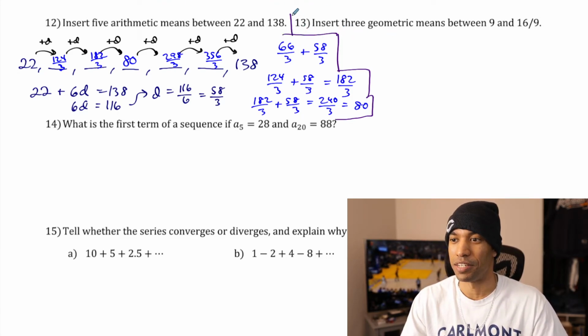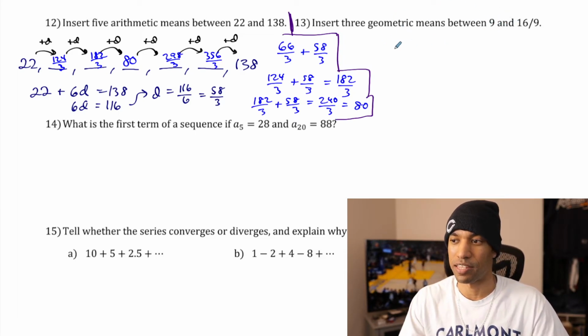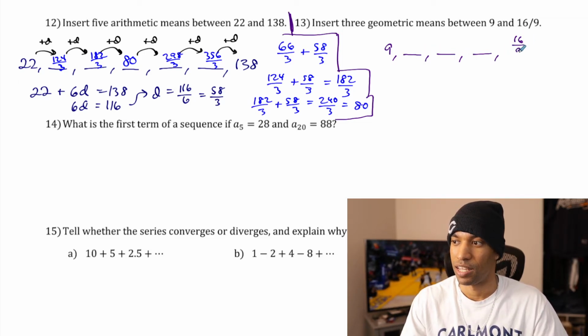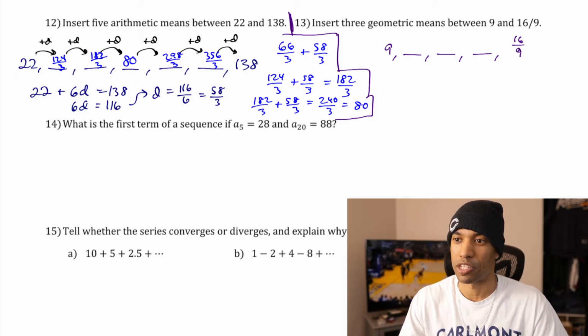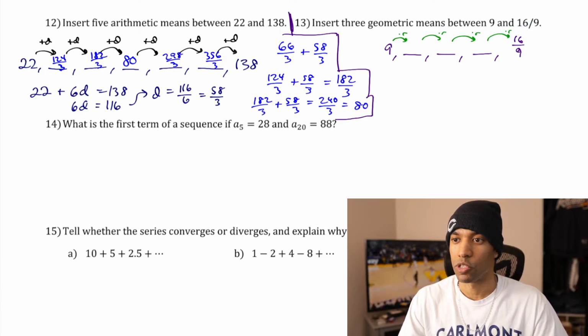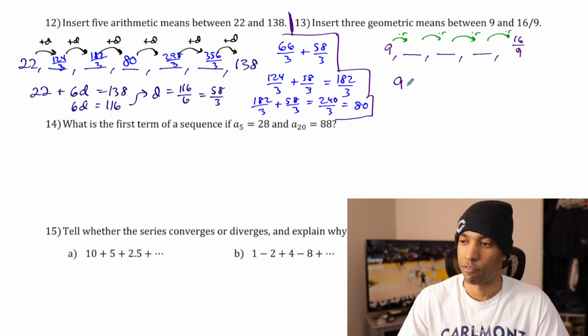All right, number 13 right there. Insert 3 geometric means between 9 and 16 ninths. 3 geometric means 1, 2, 3, and then 16 ninths. So we're multiplying by some common ratio here. Times R. Times R. It's the first time we've seen geometric something in a while. Times R and times R. We're multiplying 4 times from there.